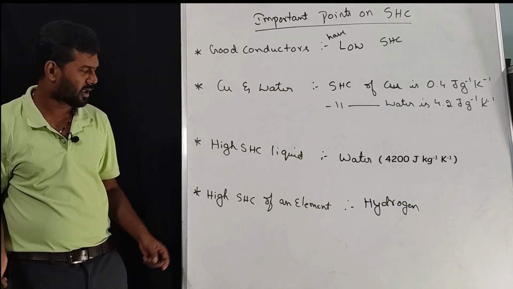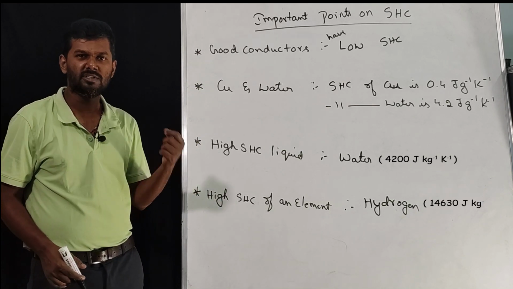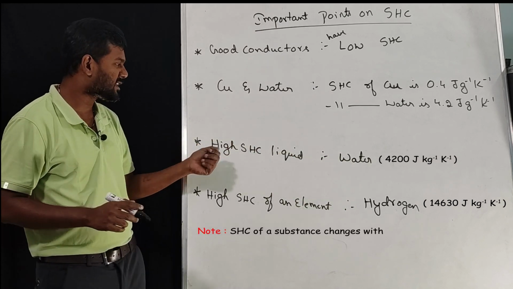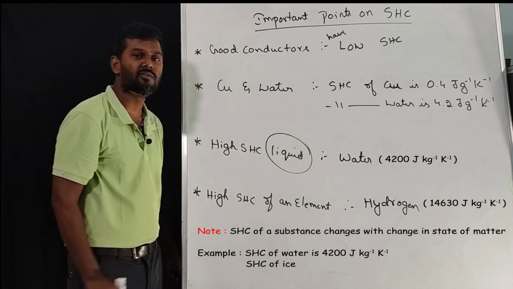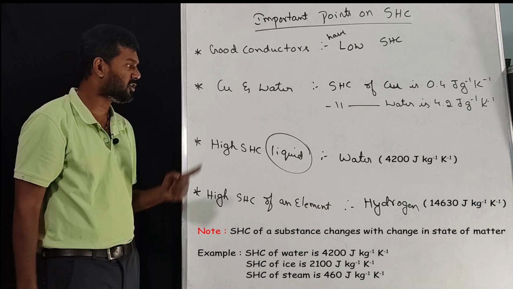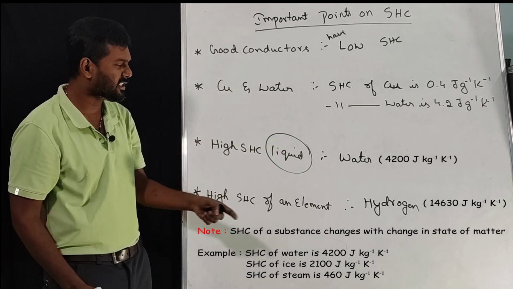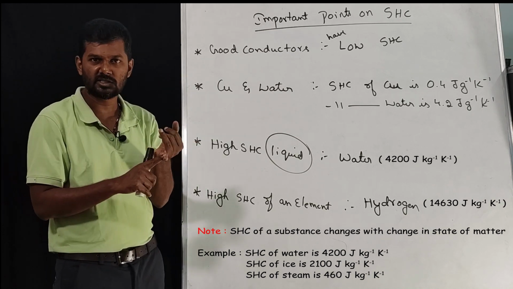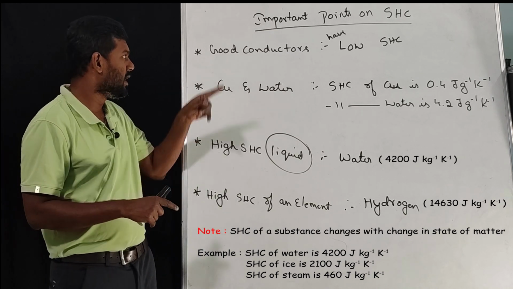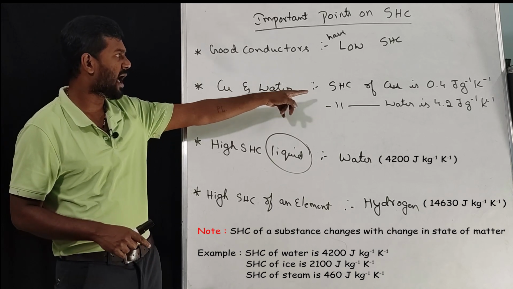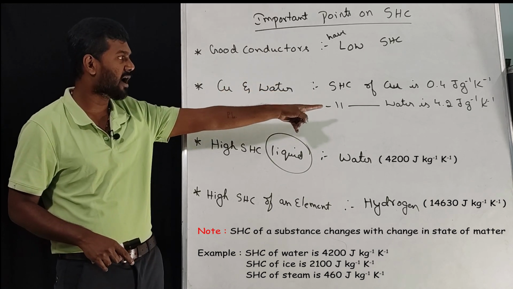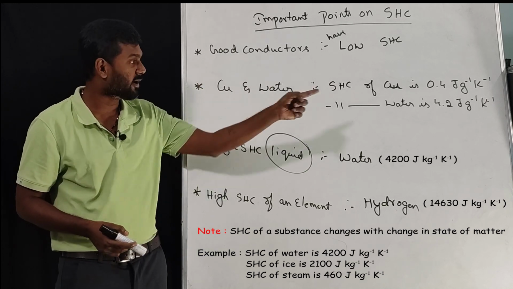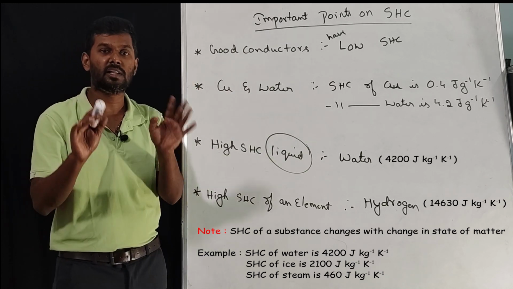Okay, overall, if they are asking which substance or which element has a high specific heat capacity, you should go for hydrogen. If they are asking specifically about liquid, which liquid has high specific heat capacity, you should go for water. So if you know these many things about specific heat capacity, then definition is done, formula is done, units are done, inner meanings are done. Which will have high specific heat capacity, which will have low specific heat capacity, and why, that you should know.